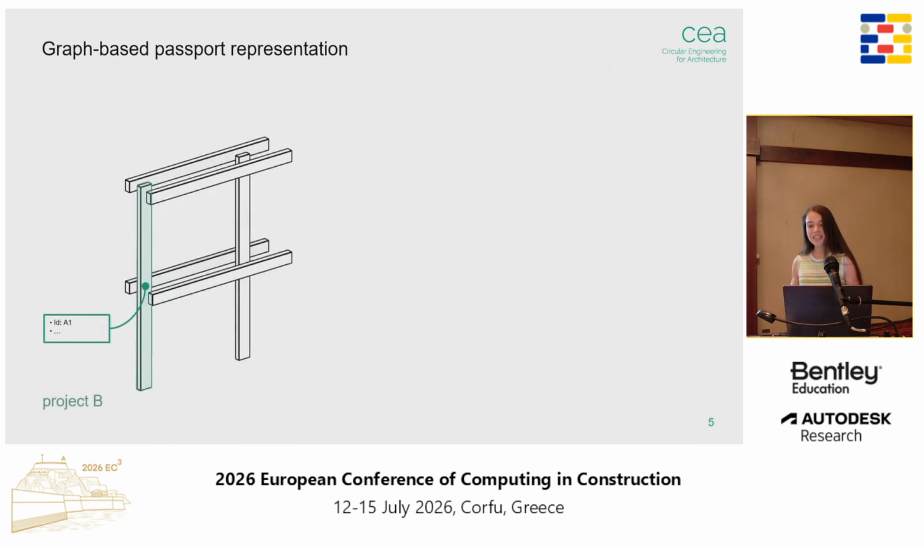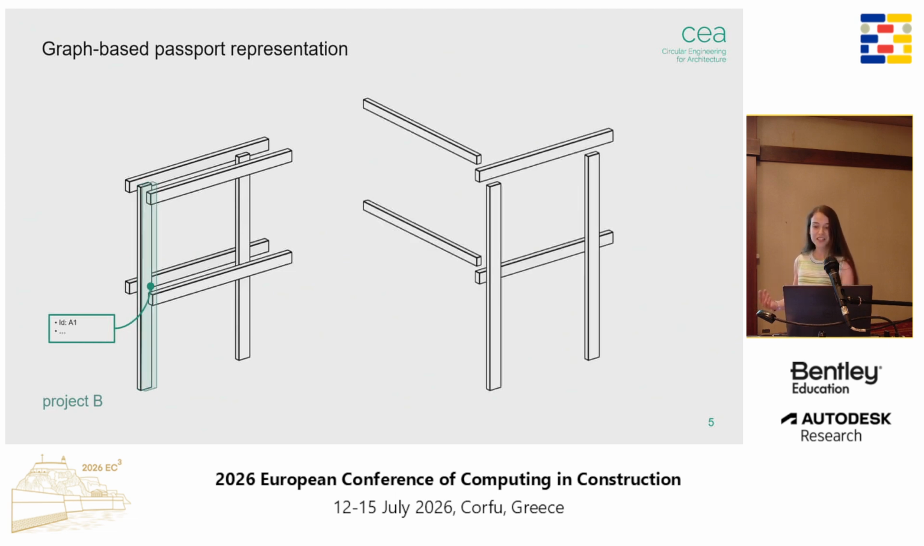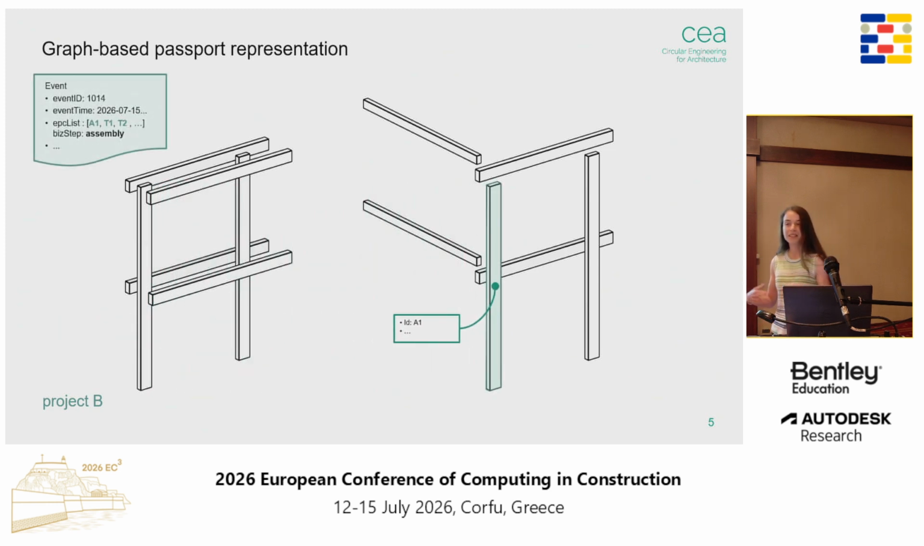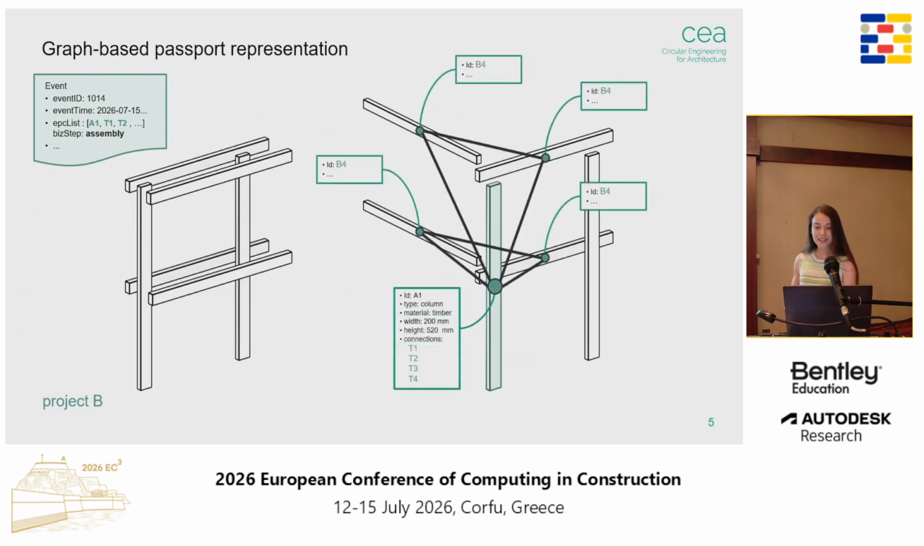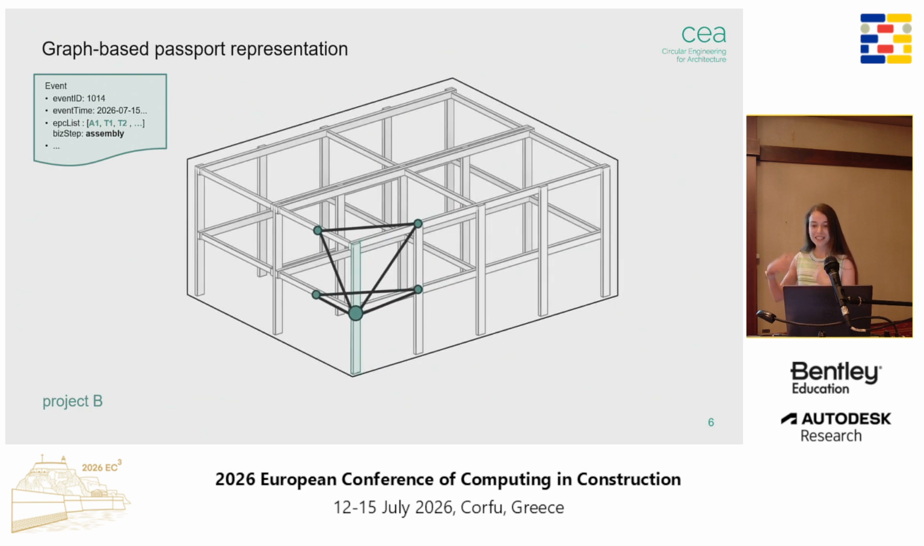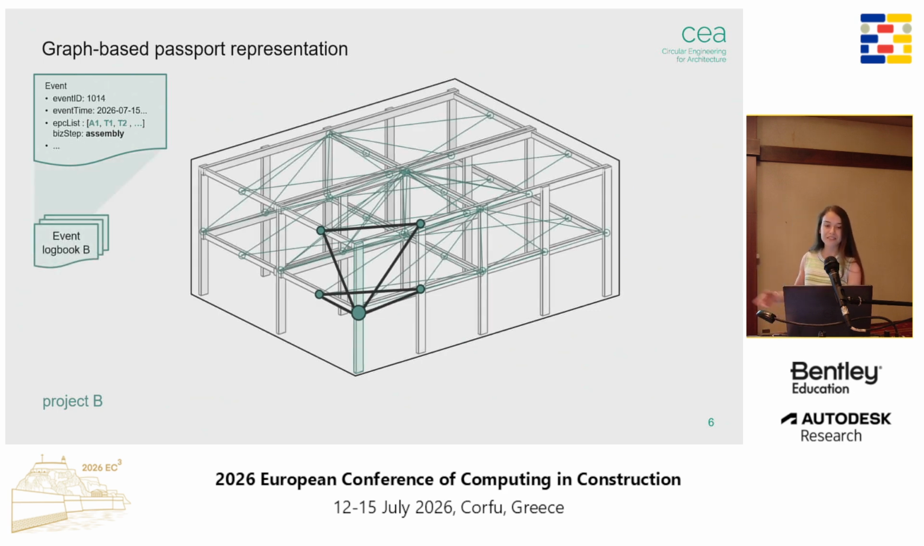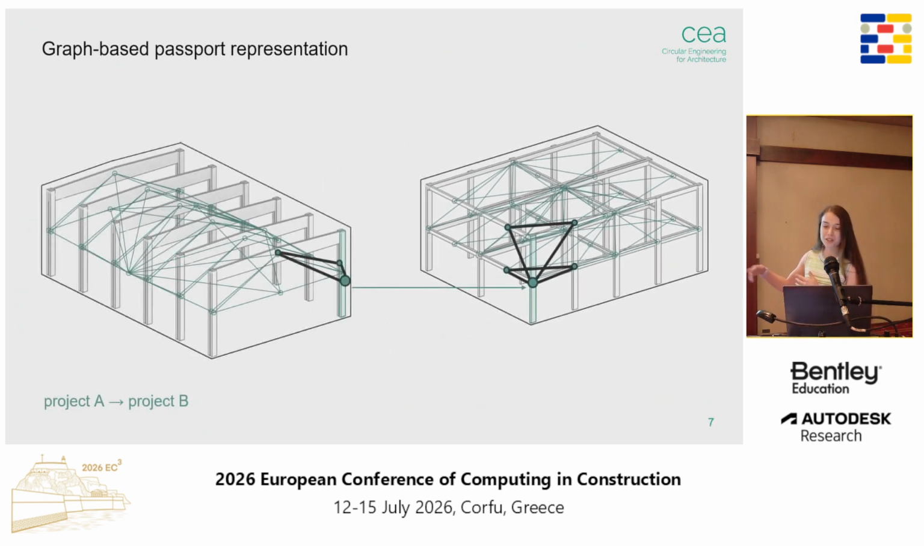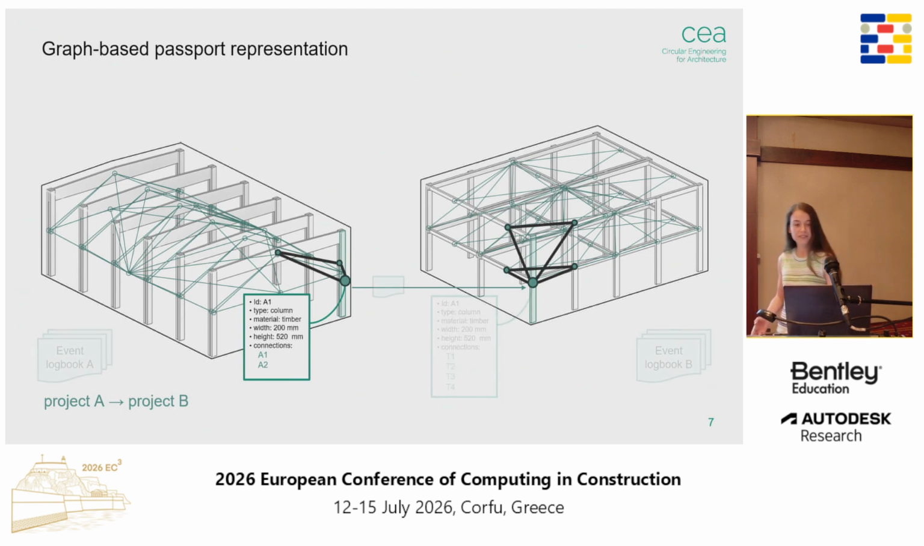During assembly, the context changes and new connections are made. Events can record these changes through the graph by updating the element subgraph and how it is connected in the new context, and creating another event which is stored in the event log of the new project. And this graph can then be matched and integrated into the graph of the new project, and this will update the logbook of the upcoming project by effectively transferring event history from one project to another and update the digital passport of that element.